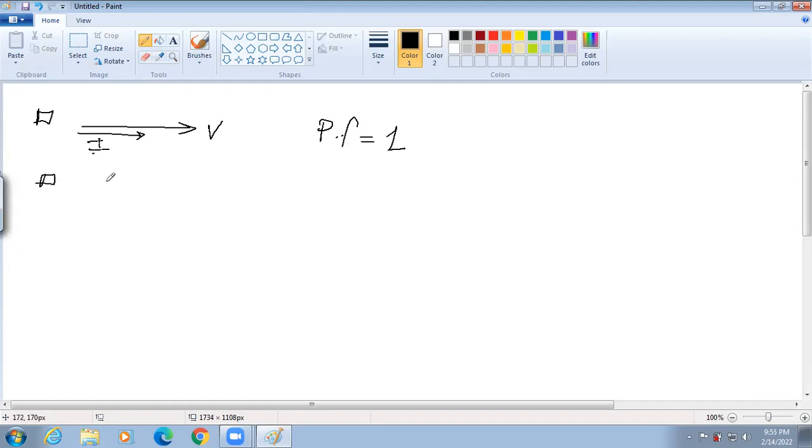Next point is the net reactance is 0. That means X equal to 0, as XL equal to XC. And the current in the circuit is maximum and is V by R ampere. This I is the maximum. And the resonance circuit has the minimum impedance and the maximum admittance.